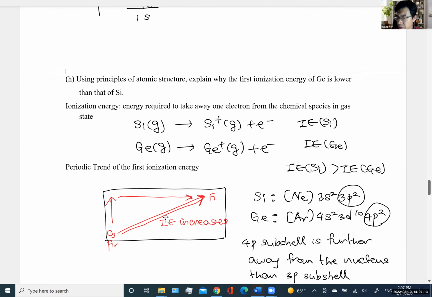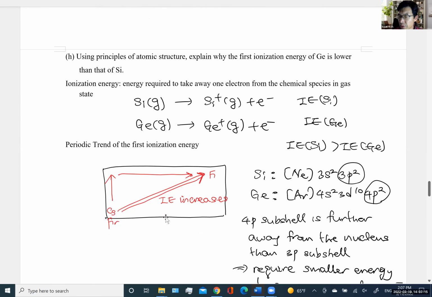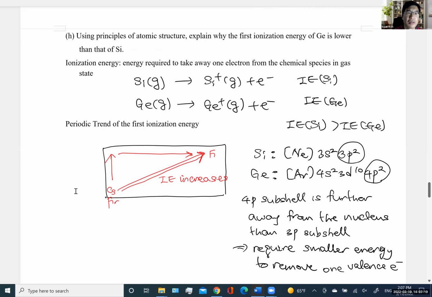Using principles of atomic structure, explain why the first ionization energy of germanium is lower than that of silicon. We need to remind ourselves about the definition of ionization energy. Energy required to take away one electron from the chemical species, from the atom or an ion in gas state. Gas state is important.